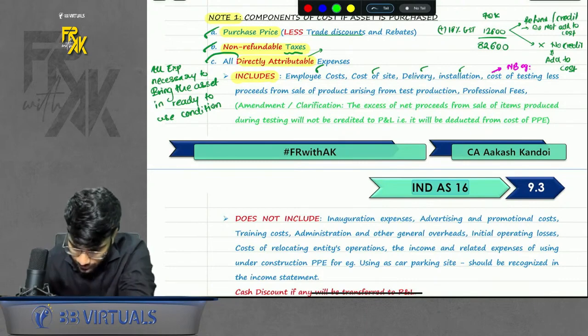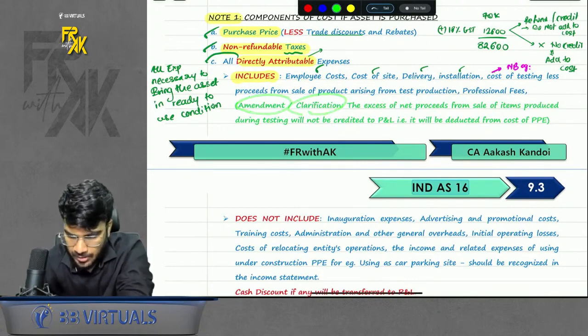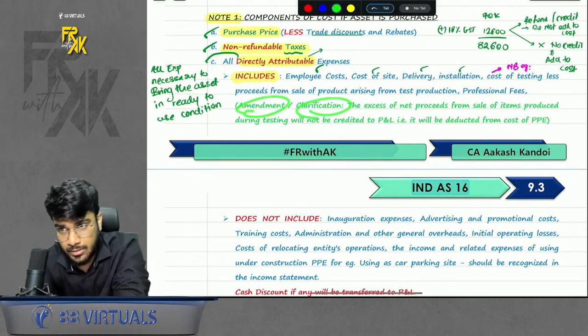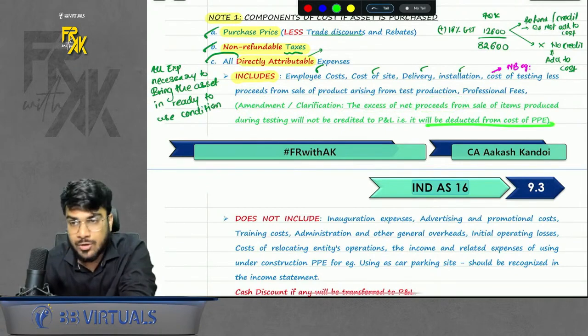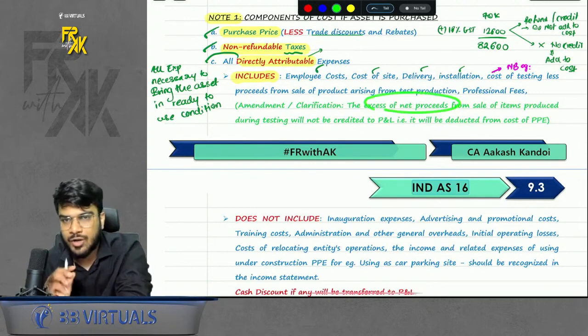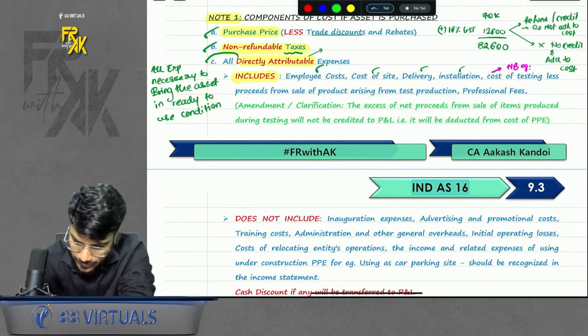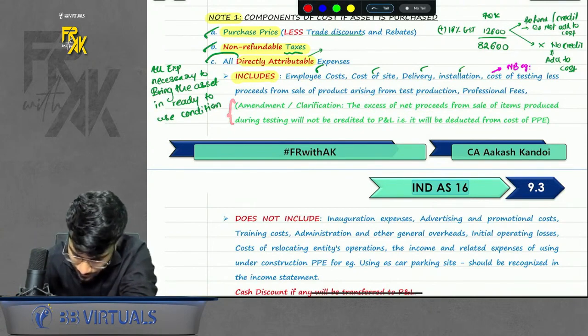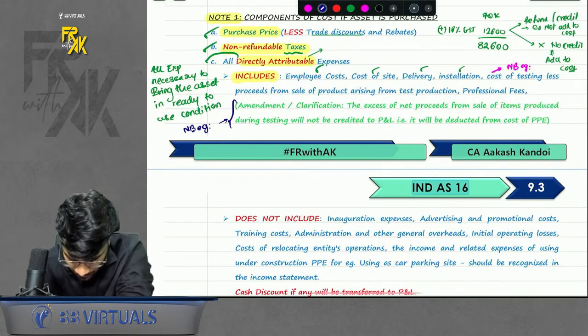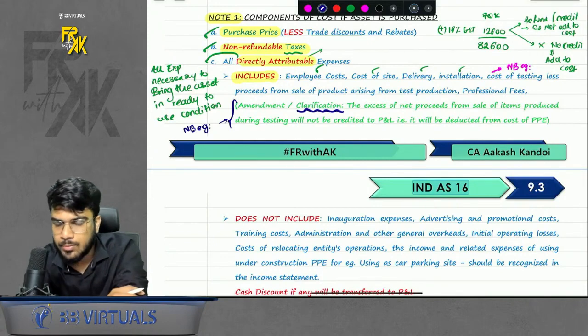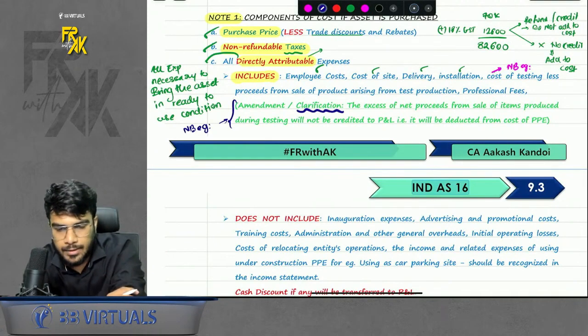Okay. There is the amendment. Yes, Nishita, that applies. There is an amendment clarification released that the excess of net proceeds will be deducted from the cost of the asset. Excess of net proceeds means if your testing income exceeds your expense. Even this point we have discussed in our notebook. You can write it down. This clarification has been discussed in our notebook. Simple. Clear? Okay.